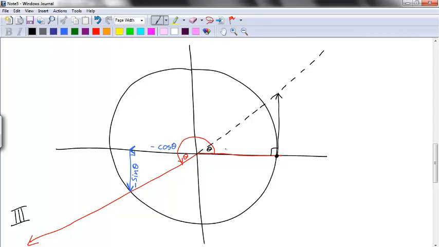Tangent is opposite over adjacent. But our adjacent is 1, so this is tangent. And it's positive because it's going up, and this whole drawing represents quadrant 3. Even though that shows up in quadrant 1, it's quadrant 3 that we're drawing.